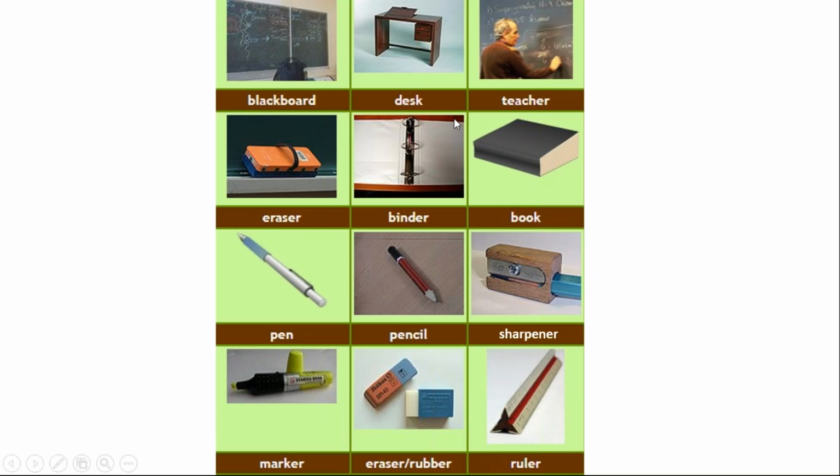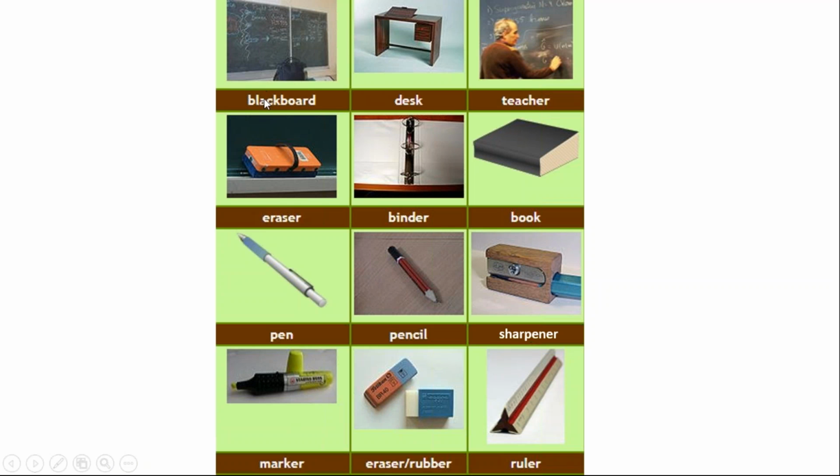Here we have these things in the classroom: the blackboard, the desk, the teacher, as I mentioned, the eraser. The eraser could be this eraser or rubber, también le dicen, or it could be this, el de pizarra, también se llama eraser. The binders, right? Este que tiene los ganchitos acá. The book, the pen, the pencil, a sharpener in this case. Here we have a marker. Puede ser un resaltador o puede ser un plumón, también un marker, puede ser esos plumones para pizarra.